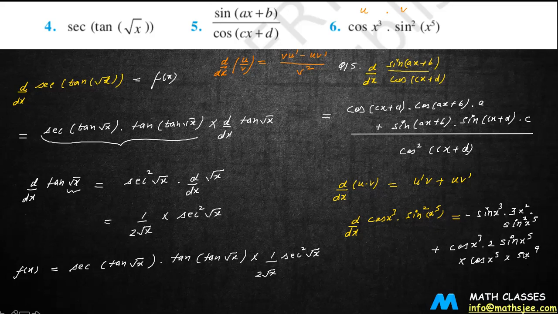You can take common factors and then arrange these terms, right? This way you can solve. Now understand once again that in derivatives, while applying the chain rule, you have to take care that every function that is involved should be differentiated and multiplied.